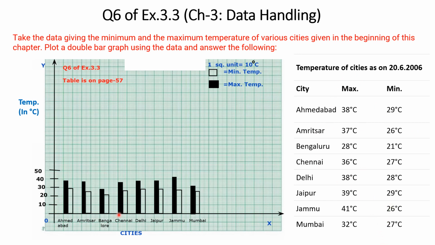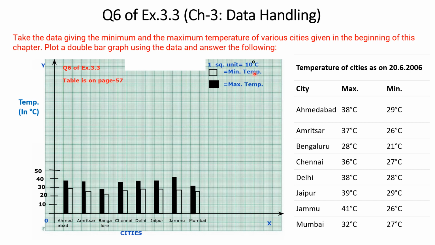तो फर्स्ट अगेन वी हैव ड्रॉन द एक्सेस, देन वी हैव डिफाइंड द एक्सेस. एक्स एक्सेस कर रहा है सिटीज को रिप्रेजेंट और वाई कर रहा है टेम्परेचर इन डिग्री सेल्सियस को रिप्रेजेंट. थर्ड हमने चूज किया स्केल जो है 1 स्क्वायर यूनिट इज इक्वल टू 10 डिग्री सेल्सियस.